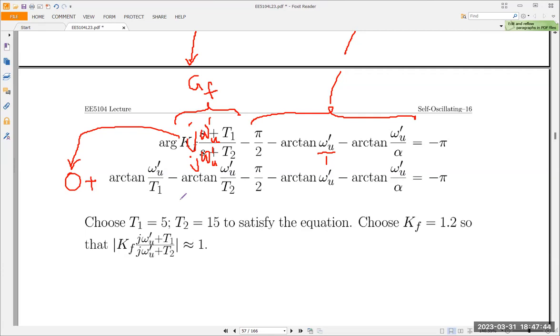Once you have T1 and T2, we choose them as 15 and 5. Then this whole thing will equal minus pi. Of course, omega u, already solved, is 10, so you stick it there. After that, you still have the problem of choosing KF. KF is chosen such that the amplitude of this is approximately equal to 1. So this is 10, this is 10, this is 5, this is 15. Find the amplitude of this, equate it to 1, and from there you solve for KF.